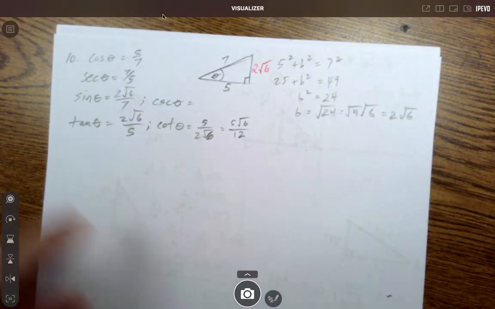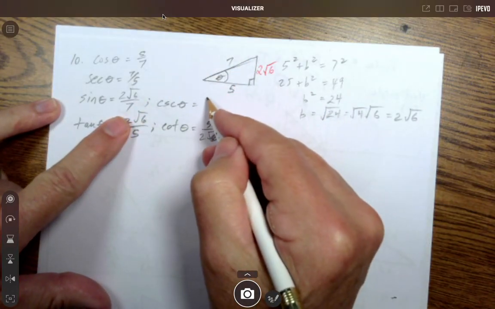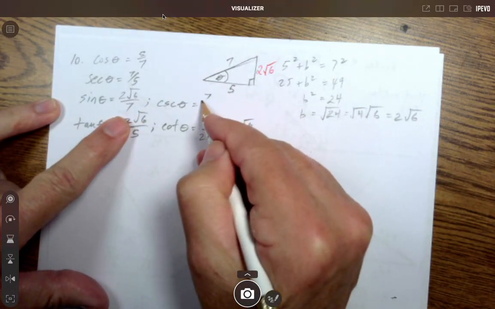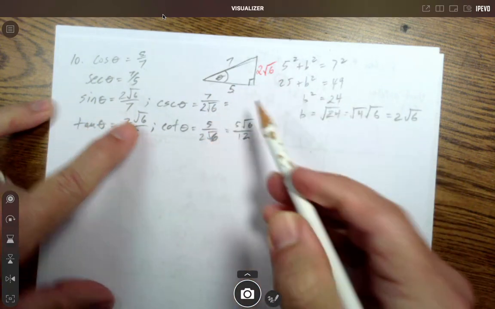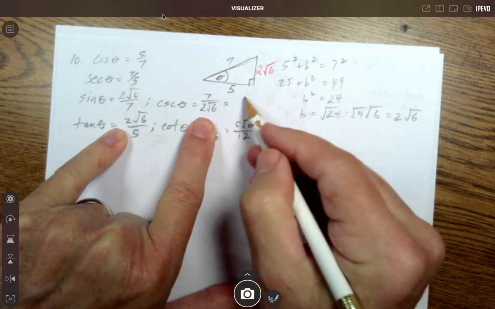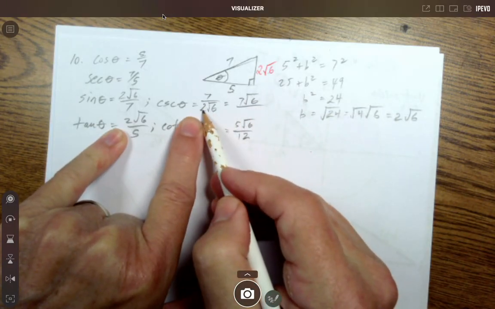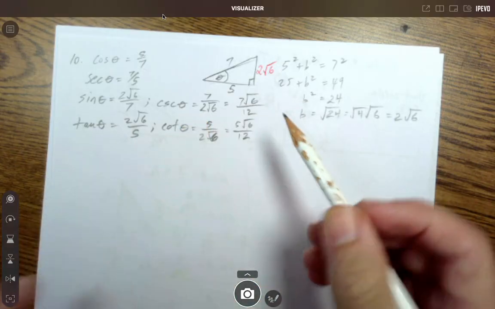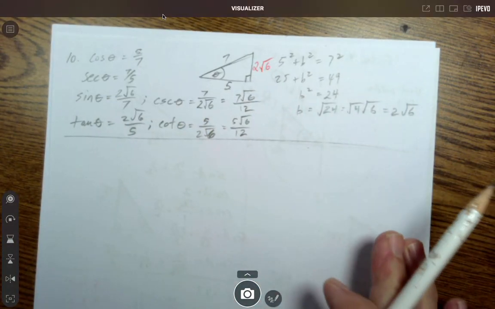All right. And then cosecant, we're going to flip this one over. So that's going to be 7 over 2 square roots of 6. And you're going to multiply top and bottom by the square root of 6. So that's 7 square root of 6 over, that's a 6 times 2 is 12. So there's your work on that one.